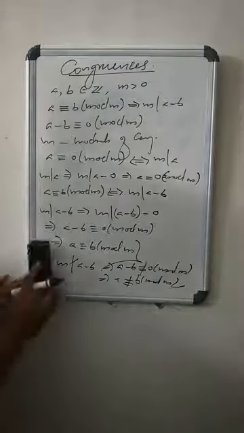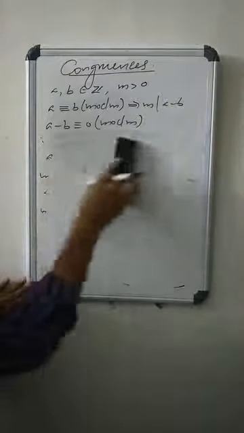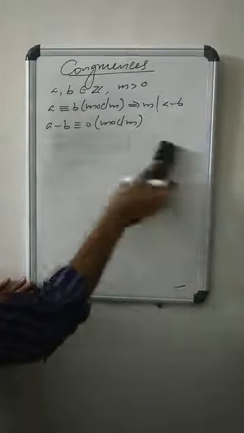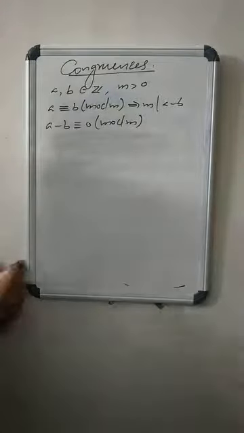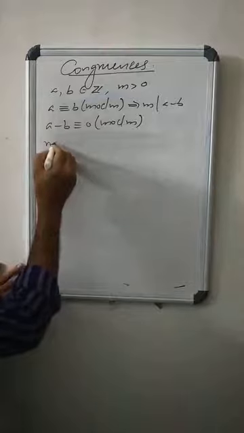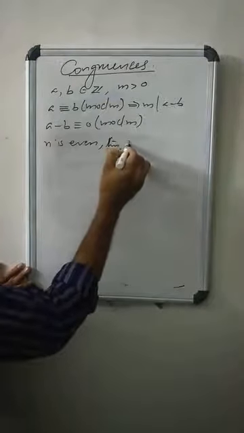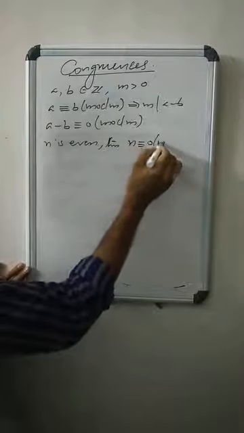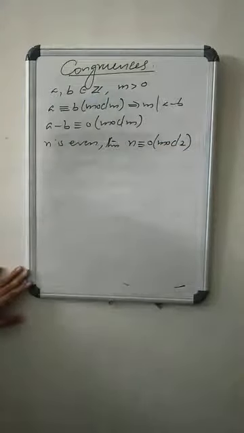Okay. Now, by this definition, suppose n is even, what happens? When n is even, then n is always congruent to 0 mod 2. If n is even, then n is congruent to 0 mod 2.